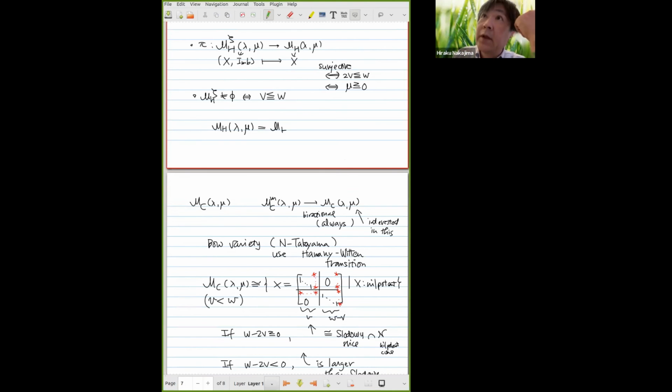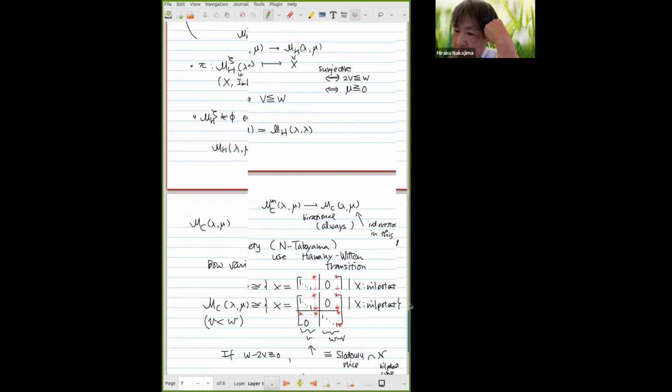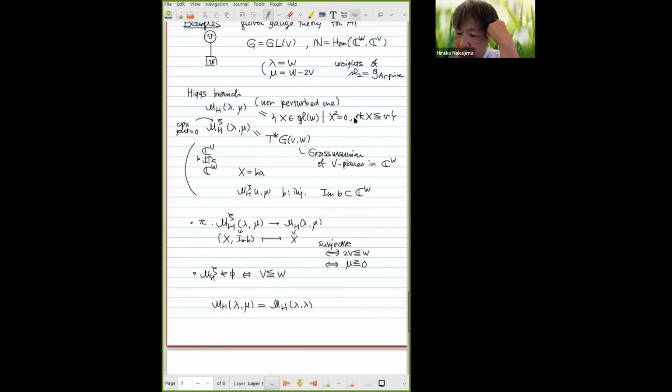So you have a square zero matrix with this rank condition, and the smallest one corresponds to lambda equal to mu, which means V is equal to 0. And the next one is MH regular of lambda and lambda minus 2. So this means X rank 0, X rank 1, and so on.